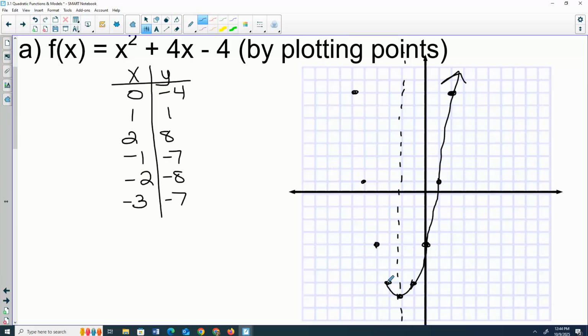Is this a good option? What's the downside of trying to graph all these things by plotting points? It takes a long time. When were we done? Not until we found that vertex, right? What if my vertex had been at negative 3/4? Would we have found that very well? No. So this is time consuming, and if your vertex isn't nice, you're going to be plugging in a lot of points to try to get your graph. So it's really not the best way.